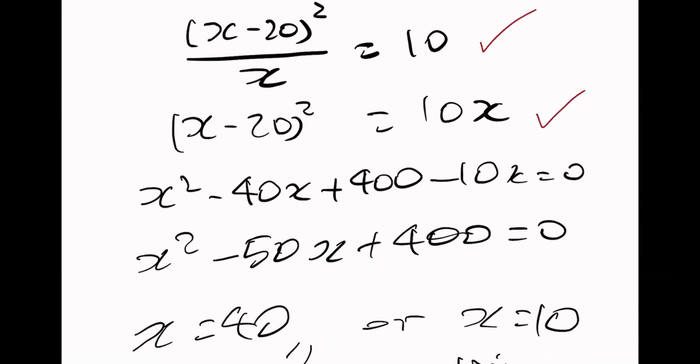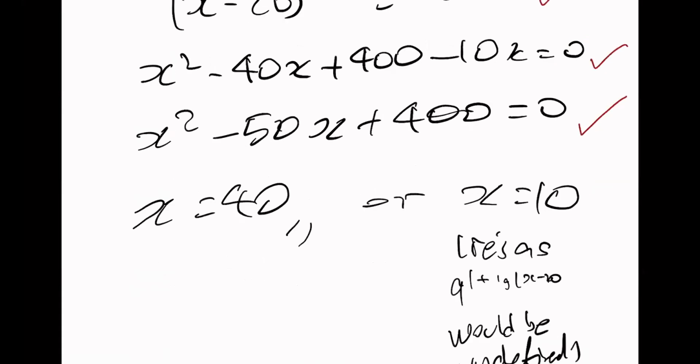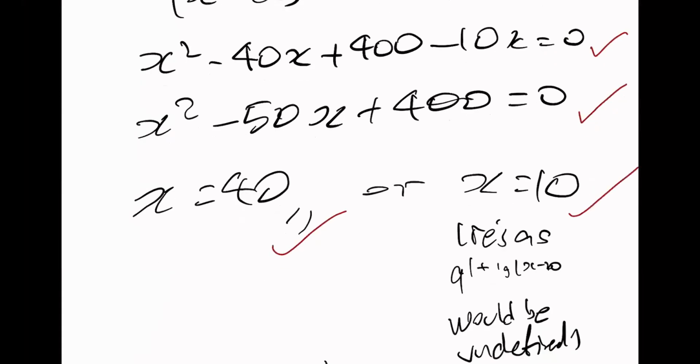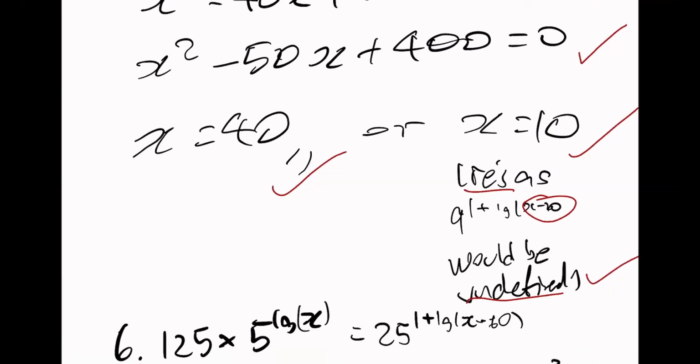Times the x over, you get 10x. Square this one, you get x squared minus 40x plus 400. Then bring the 10x over, minus 10x equals 0. So you get x squared minus 50x plus 400 equals 0. Can then solve, you get 40 and 10. Here you reject. Why? Because, yes, correct, the x minus 20 will become a negative 10, which will become undefined. Good. Your rejecting region is correct as well. Okay, so x equals 40 is the only solution.